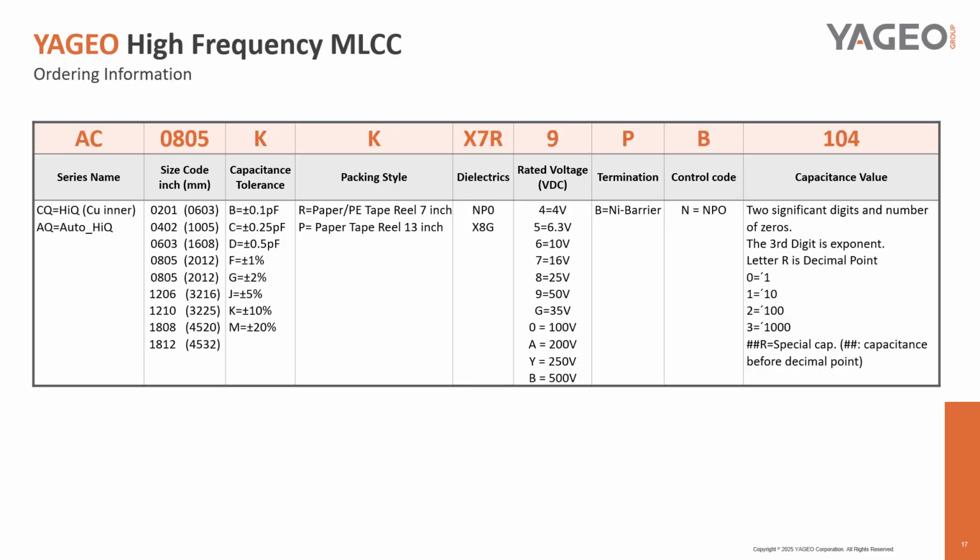Looking at the ordering information, the series is denoted by the first 2 letters, either CQ or AQ. Next followed by the case size, tolerance, packaging, dielectric, voltage, termination, control code, and the capacitance value.